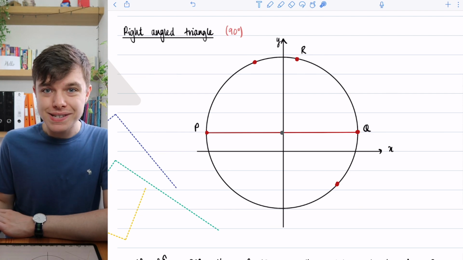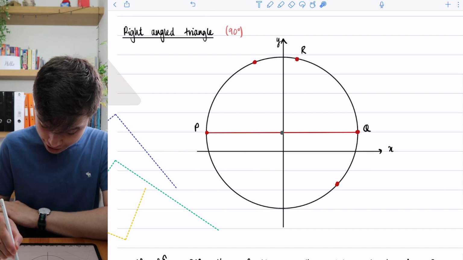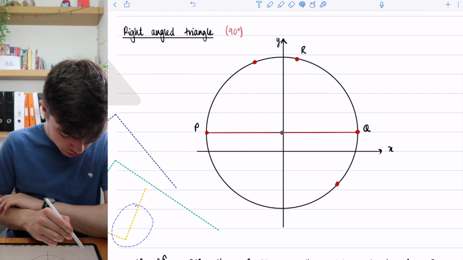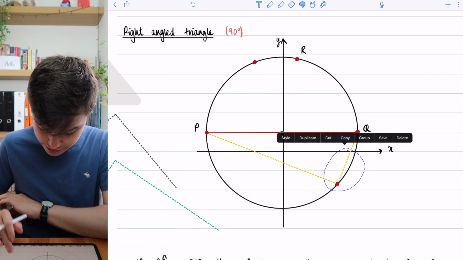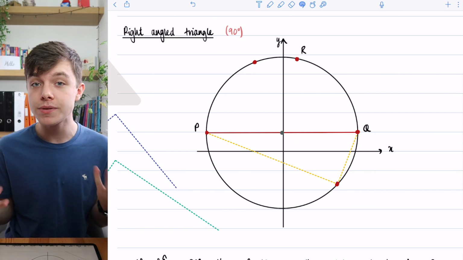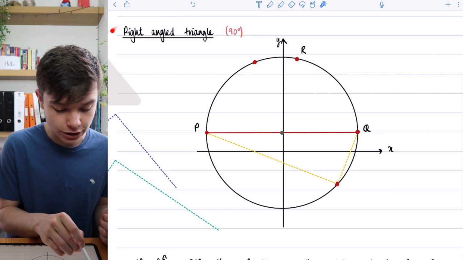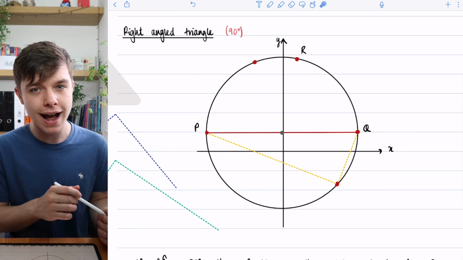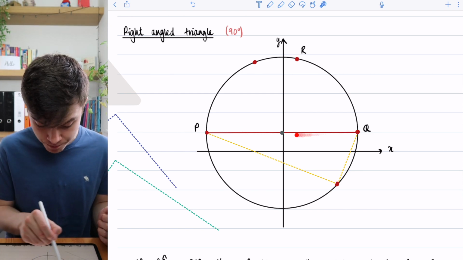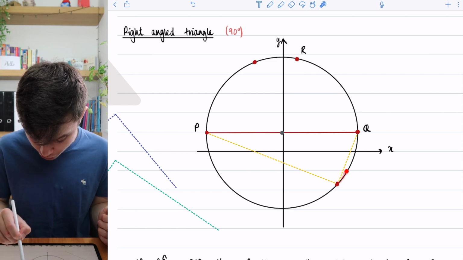What happens if I connect P with this point here, and I connect Q with this point here? Well, let's see what that would look like by drawing in these yellow lines. That's what we've got there, okay? And we have just formed a triangle in a circle. And look at the title. It's going to be a right-angled triangle, but how can that be? Well, because we've got the diameter, and then we've connected this point here, and we've connected that point there.